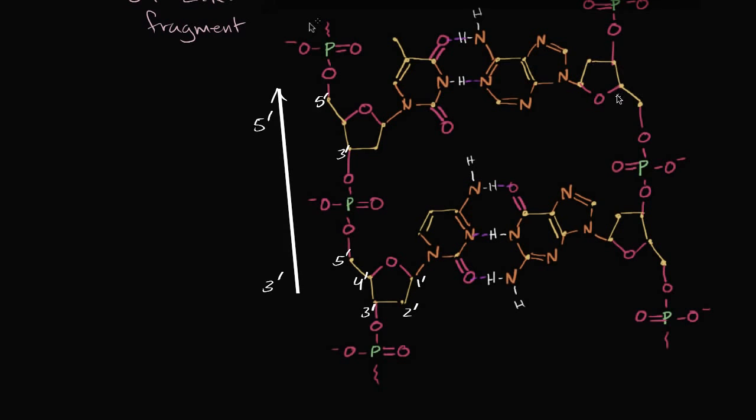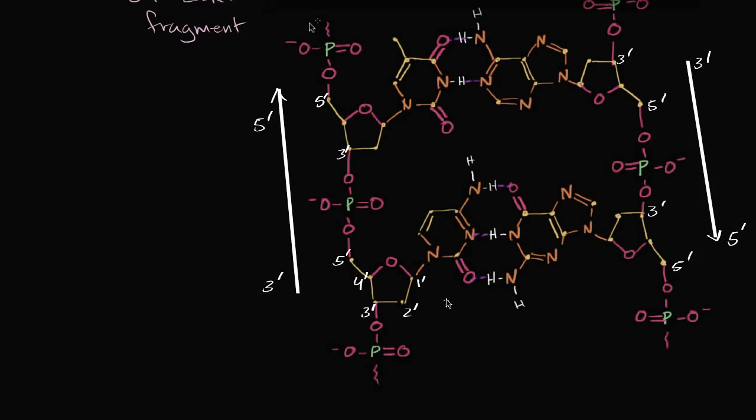Now on this end, as we said, it's anti-parallel. It's parallel, but it's oriented the other way. So this is the 3', this is the 5', this is the 3', this is the 5'. And so this is just what we're talking about when we talk about the anti-parallel structure. These two backbones, these two strands are parallel to each other, but they're oriented in opposite directions. So this is the 3' end, and this is the 5' end.